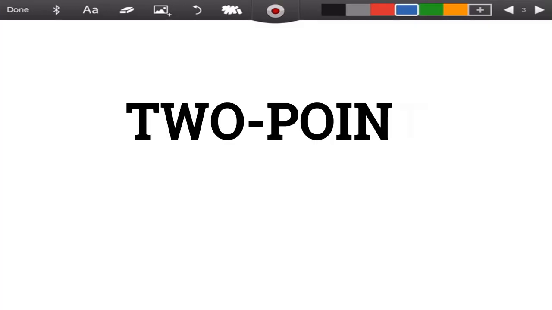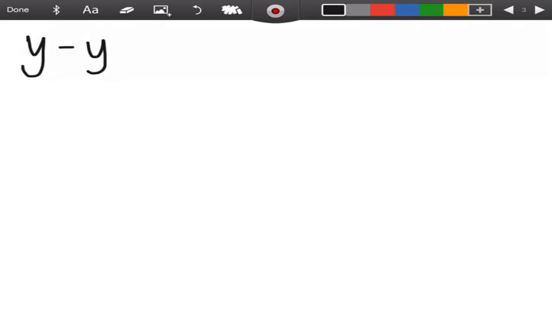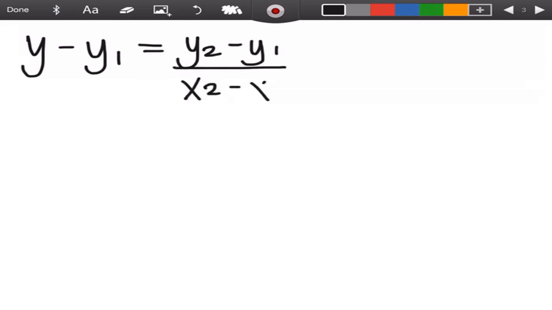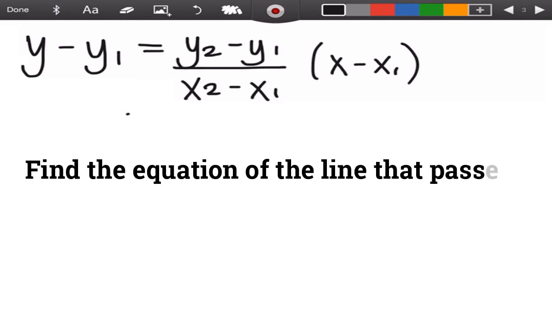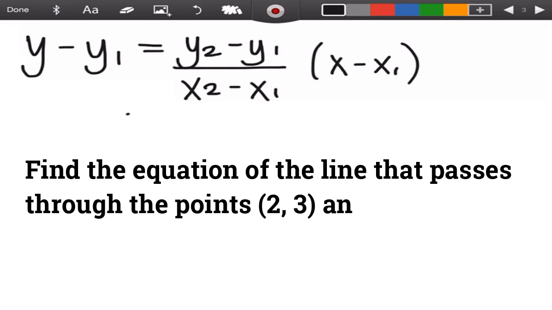The third form of the line is the two-point form. It is y minus y sub 1 equals the quantity y sub 2 minus y sub 1 over x sub 2 minus x sub 1 times the quantity x minus x sub 1. So if you have 2 points as your given, you will use this form. Find the equation of the line that passes through the points (2, 3) and (4, negative 2).